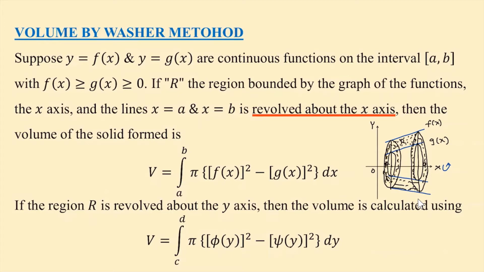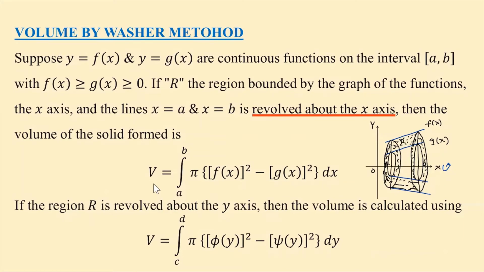And this solid is not a complete solid. In fact, it is a hollow solid. You can see that there is a hole in the middle. Because if we cut this into thin slices, the cross section will be like a washer. That's why the method we use here to calculate the volume is called the washer method.